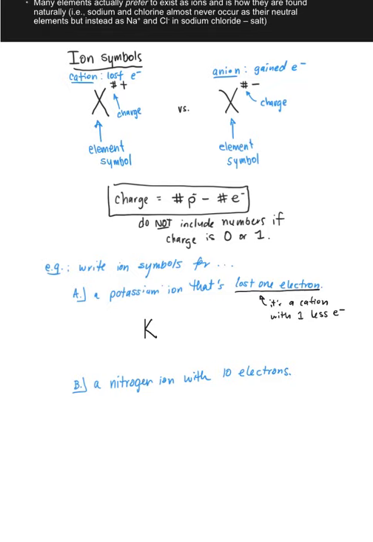If this potassium has lost one electron, then its charge must have a positive sign, and because it's just lost one electron, there's just one positive charge associated with this potassium in net. We don't explicitly write the number 1 for a charge, so our ion symbol becomes simply K+.